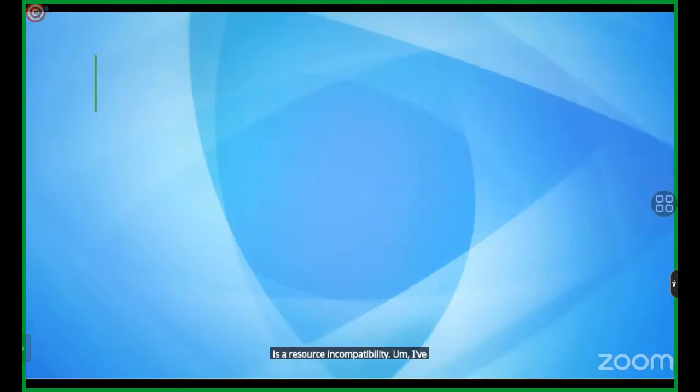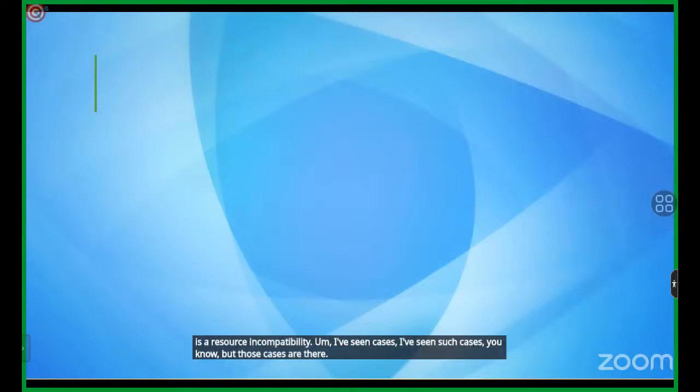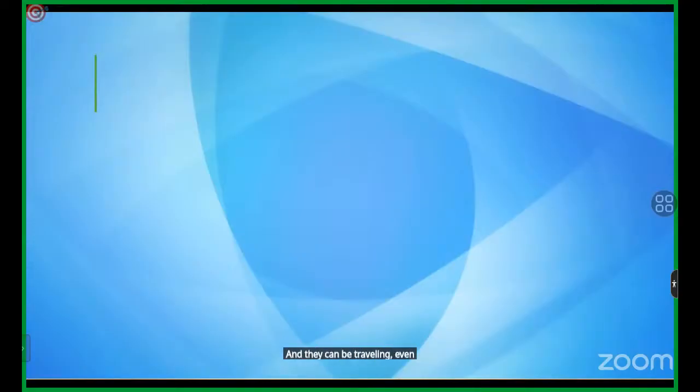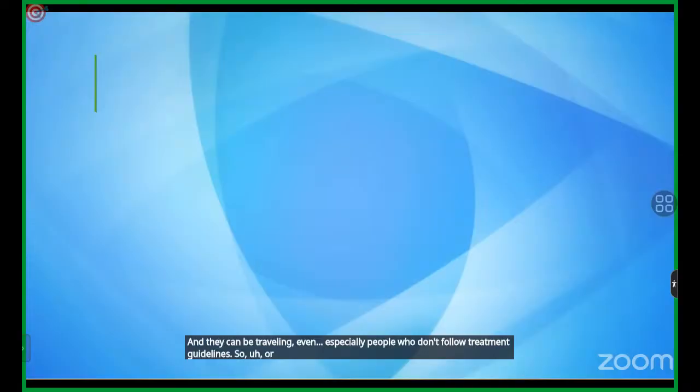I've seen such cases. Those cases are there, and they can be troubling, especially with people who don't follow treatment guidelines, or don't follow the essence of going to hospital. There are areas where people are quite behind in terms of knowledge. So it's very key for us to inform and to educate, and for us to play our role in making sure that the society is safe.